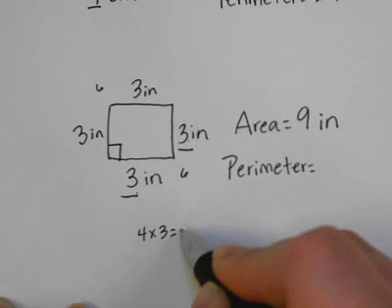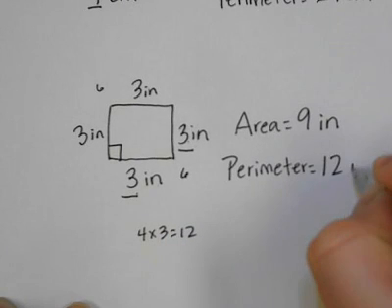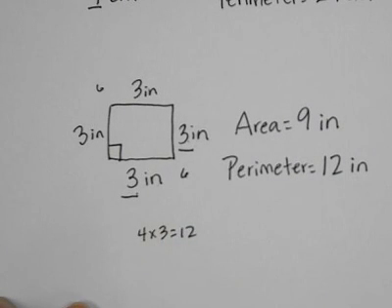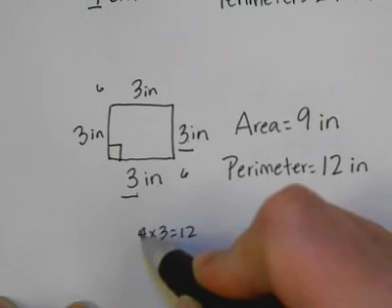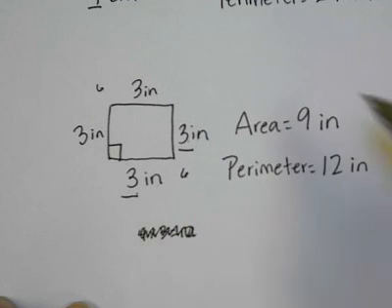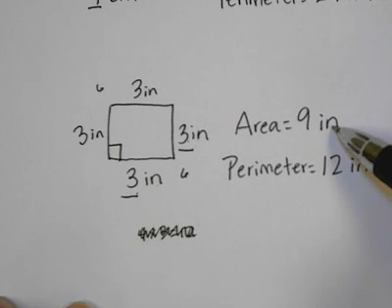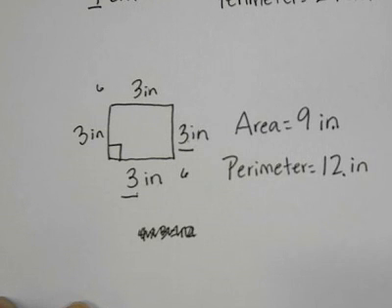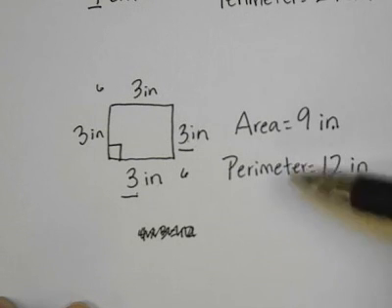It's whichever they feel most comfortable with, but I do want to advise them against using this method only because I want them to understand that area is multiplication, perimeter is addition, just so that they don't get confused later on down the line in the year. So anyway, this is how you find area and perimeter for a square.